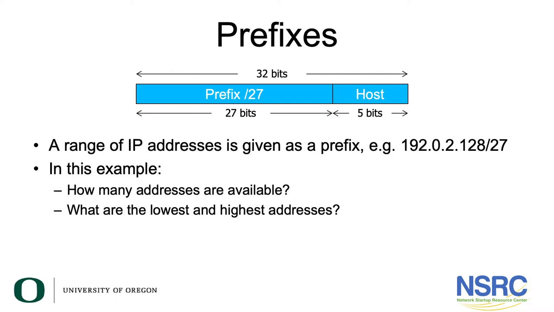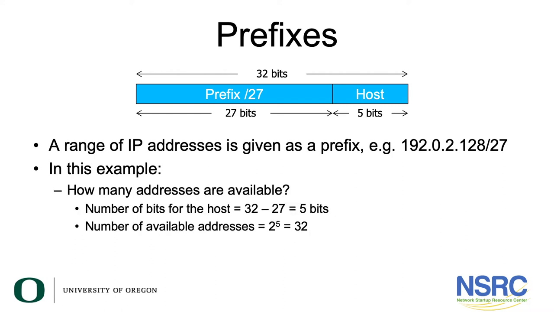192.0.2.128/27. We see that the prefix portion is 27 bits and the host bits is 5. With this example, we're going to figure out how many addresses are available and what the highest and lowest IP addresses are. The number of host bits is 5. You derive this by subtracting 27 bits for the prefix length from the possible number of bits available in the IP address. Since you have 5 bits for the host, the number of IP addresses available will be 2 to the power of 5, which is 32 addresses.